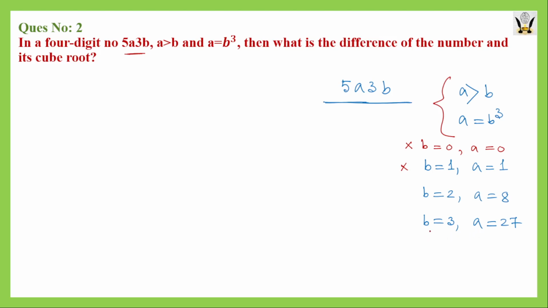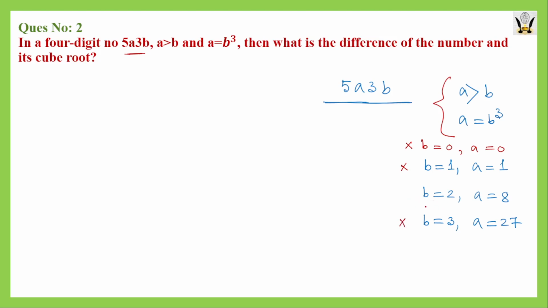but we cannot because B is a single digit number, that is 3, that is okay. But A is at the same time also a single digit number, so that should be from 0 to 9. But here it is a two digit number 27 that we cannot fit in this place, so we cannot accept these values also.